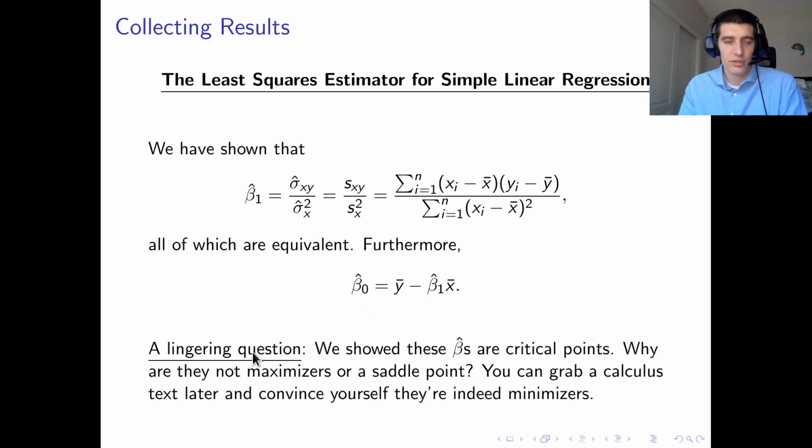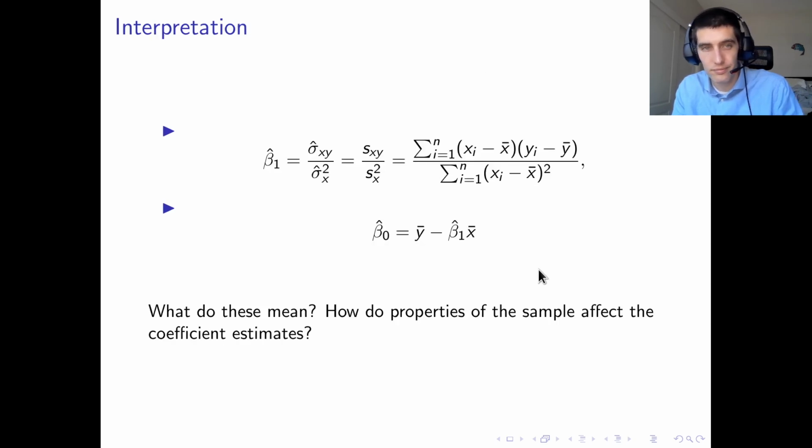So there's a lingering question here, in that we've only shown that these beta hats, by beta hats I mean beta hat 0 and beta hat 1, are critical points. That is, you take their derivatives, set them equal to 0, and solve. Why are they in fact minimizers and not maximizers or a saddle point? Well, you can grab a calculus text and convince yourself of this. We are just going to take it and run. So they are indeed minimizers, but we're going to move on to other exciting properties of these estimates. Okay.